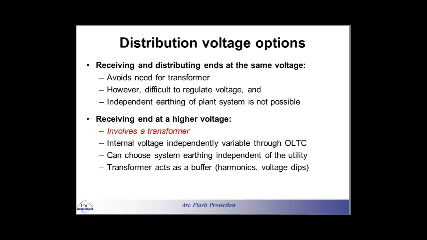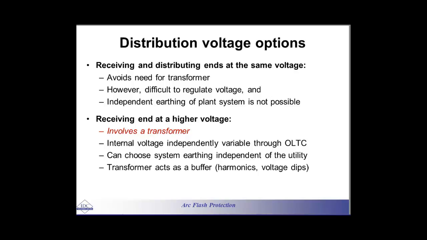Therefore, we need a number of distribution voltage options, depending on what location you are talking about, the receiving and distributing ends, or the supply end. Sometimes you may decide to have the same voltage for the receiving and distribution ends. Why is that? You would like to avoid the transformer and make it cheaper. Good. But remember, if you need some kind of voltage regulation, like what you get from the tap changer, you cannot, because there is no transformer.